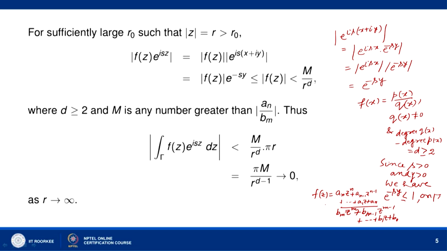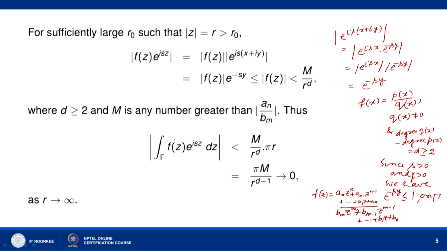Then we had seen that if m minus n is equal to d, and d is greater than or equal to 2, then mod of fz is less than or equal to m by r to the power d, where m is any number greater than mod of an upon bm. Now let us apply Cauchy's inequality.